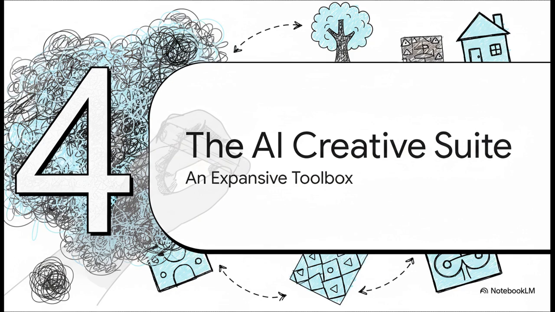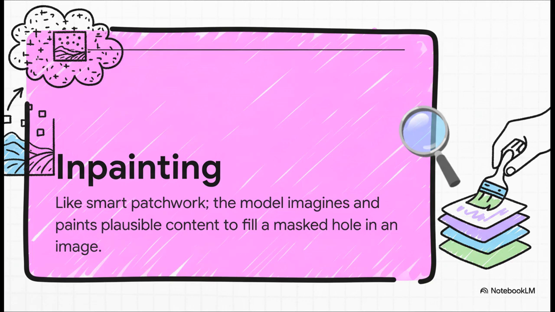Now, this core technology of denoising, it's so powerful that it has unlocked a whole bunch of other amazing tools that go way beyond just making a picture from scratch. First up, in-painting. You can think of this like a magic eraser or a smart patchwork tool. You can literally draw a mask over a part of an image you don't like, and the AI will intelligently fill in that hole with something that looks like it was always meant to be there.